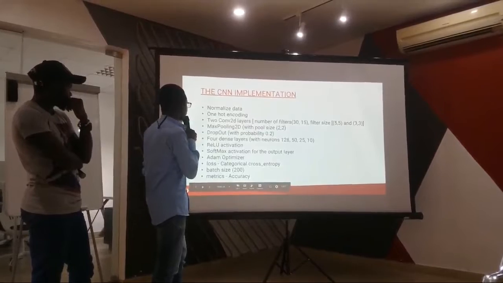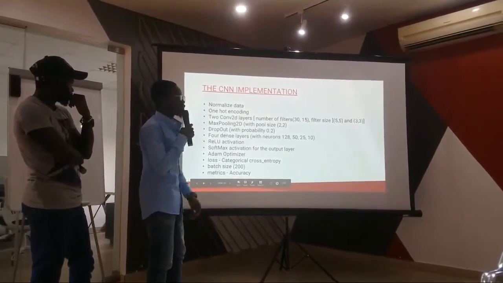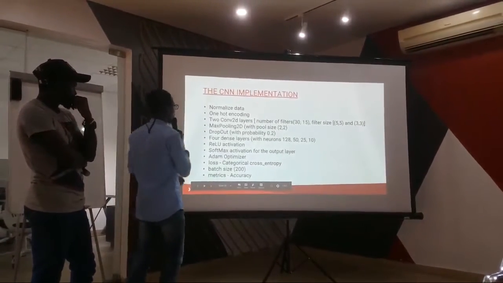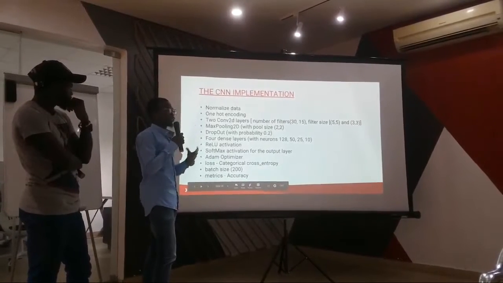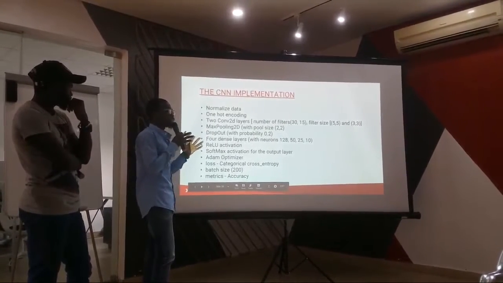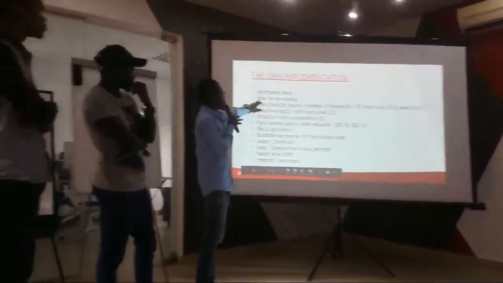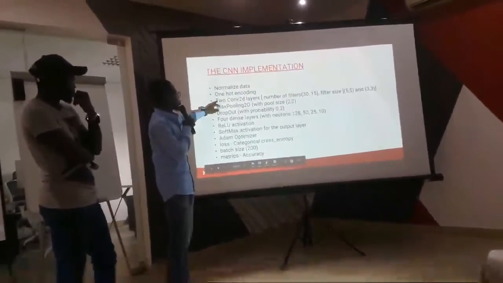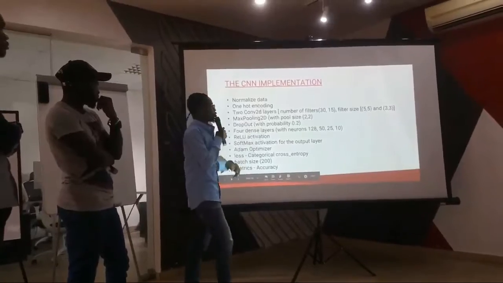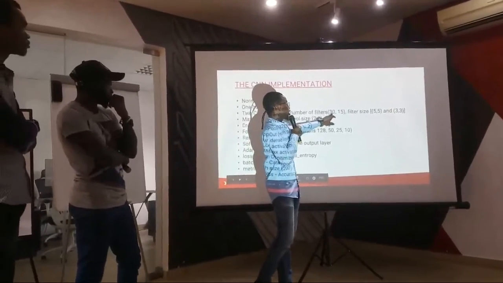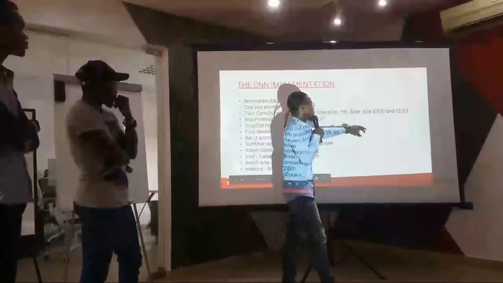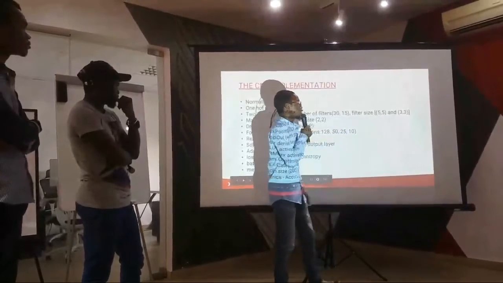Next slide. What did we do for the CNN implementation? We normalize our data. The data is in matrix form, so we normalize it to be between 0 and 1. We use one-hot encoding. We had two convolutional layers, with 30 filters for the first one and 15 for the second, and filter sizes of 5 by 5 and 3 by 3.